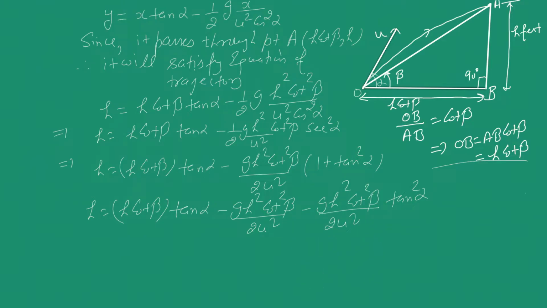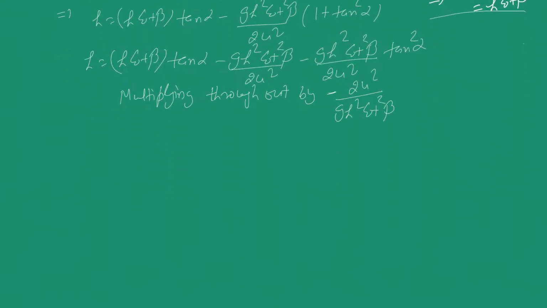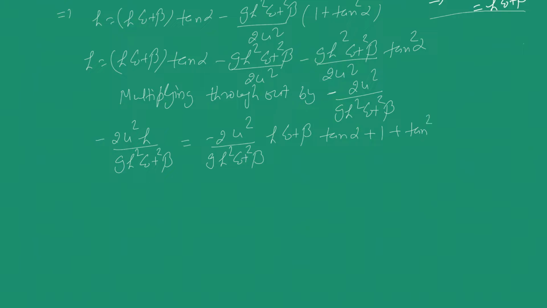So multiplying throughout by 2 u square by g h square cot square beta, with the negative sign, we get minus 2 u square h by g h square cot square beta is equal to minus 2 u square by g h cot beta tan alpha plus 1 plus tan square alpha.